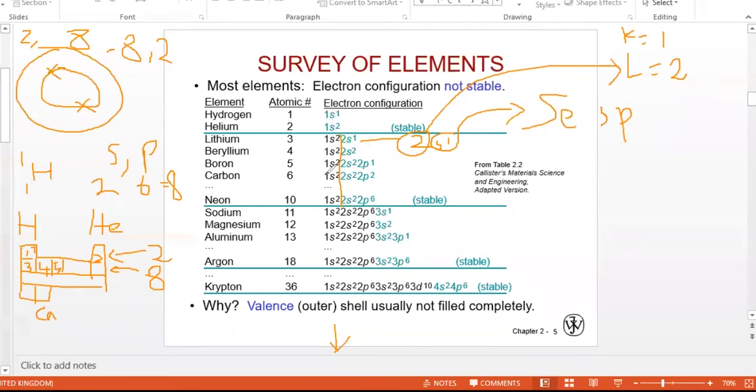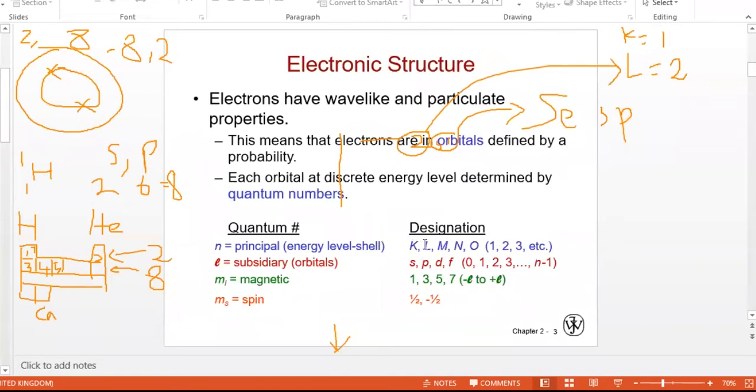If I write in this format, this 1, this 2 and this 3 denote the main orbit. And then this S2, P2, P6, D10 are showing the suborbital, the secondary orbital. So here is our main orbital and here is our suborbital.